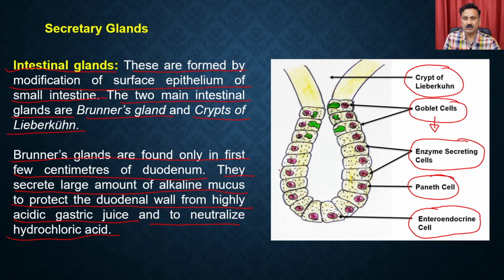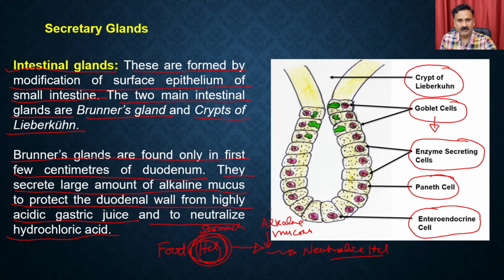So, remember that the food is going to contain a large quantity of HCl, because the HCl is secreted by the stomach. Now, this HCl has to be neutralized because the enzymes present in the small intestine are more active in the alkaline region. So, that is why they are going to have the alkaline mucus, and that alkaline mucus is actually going to neutralize the HCl.